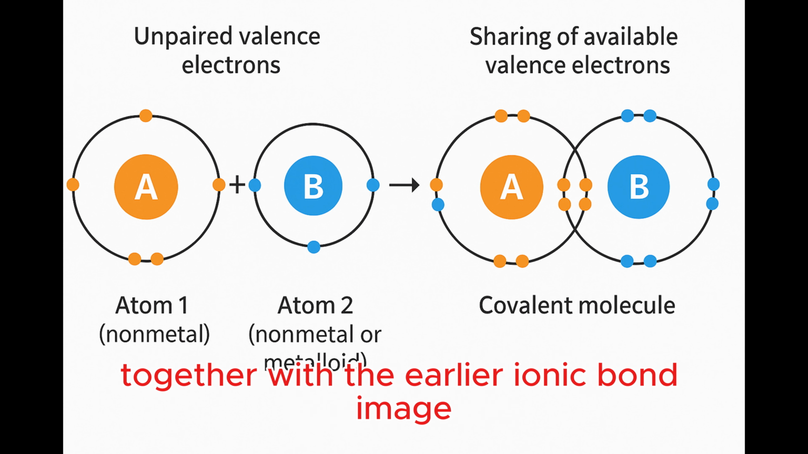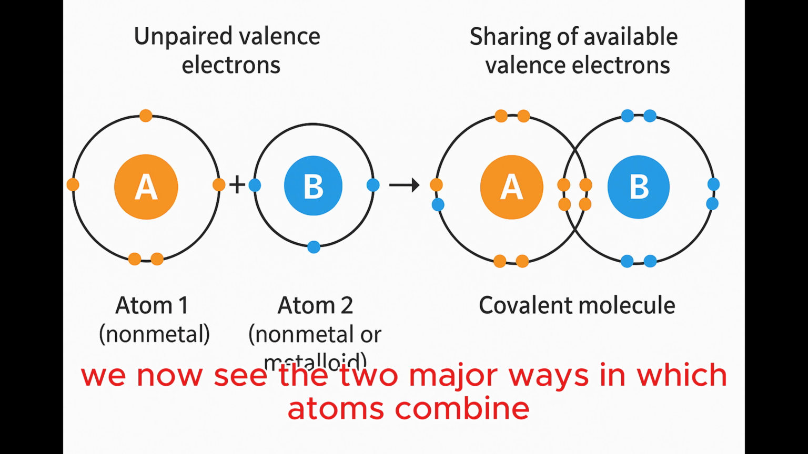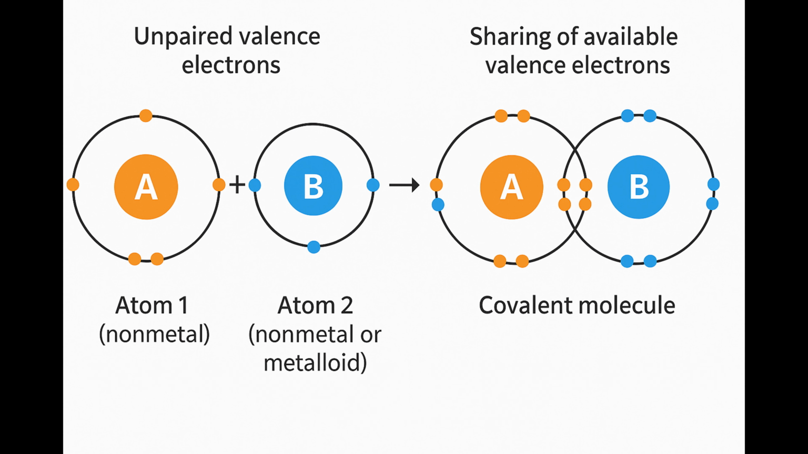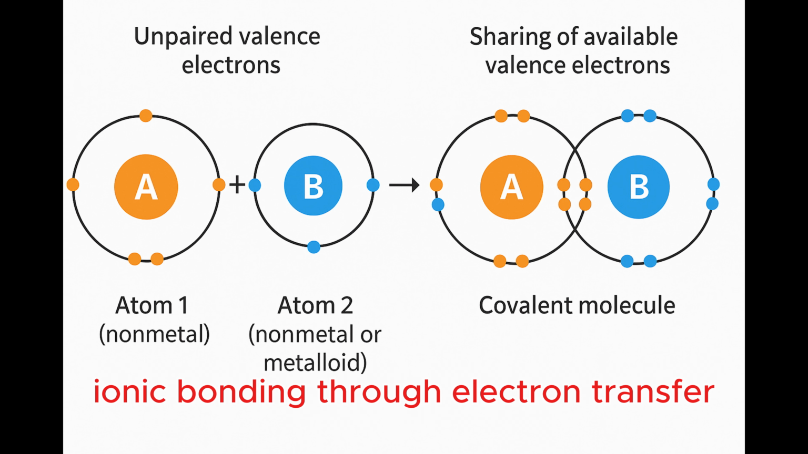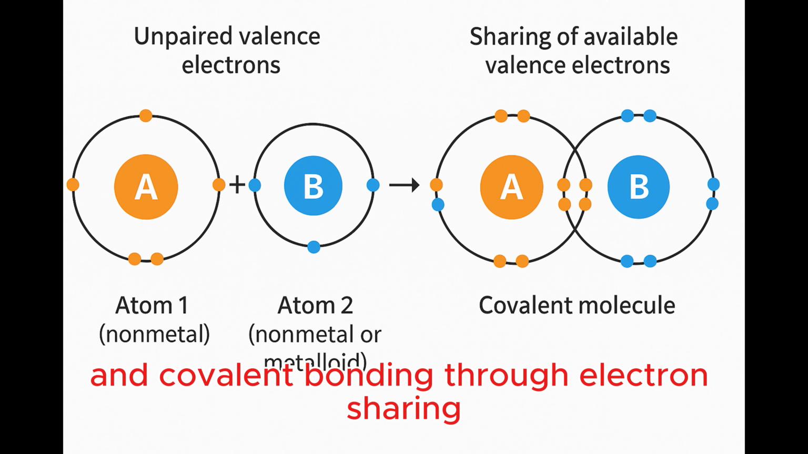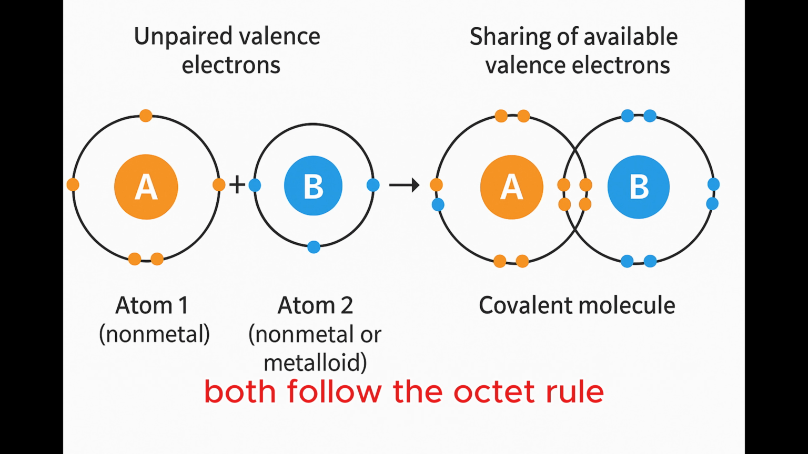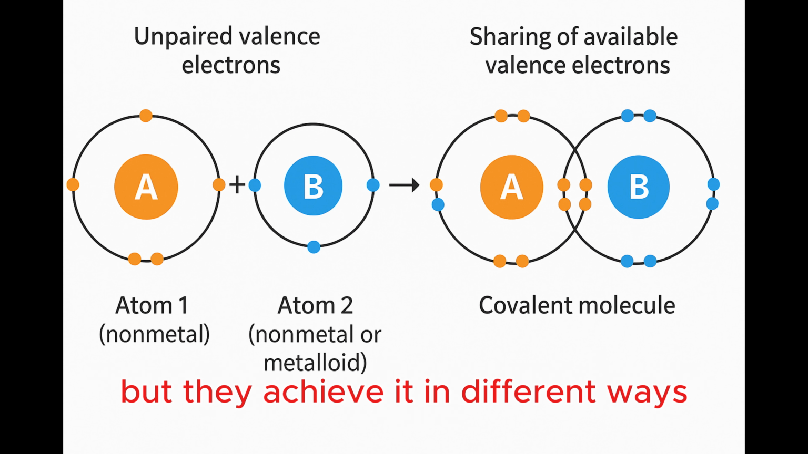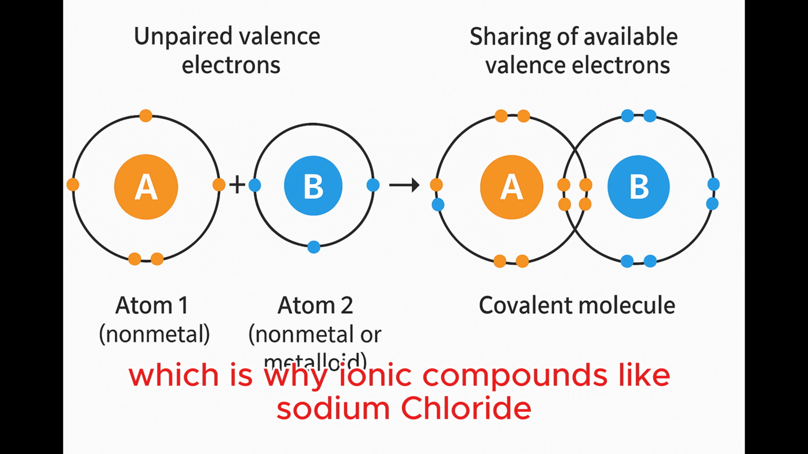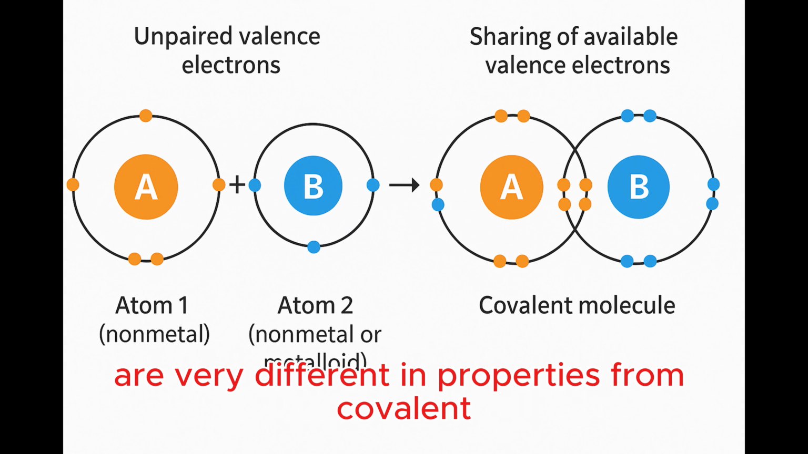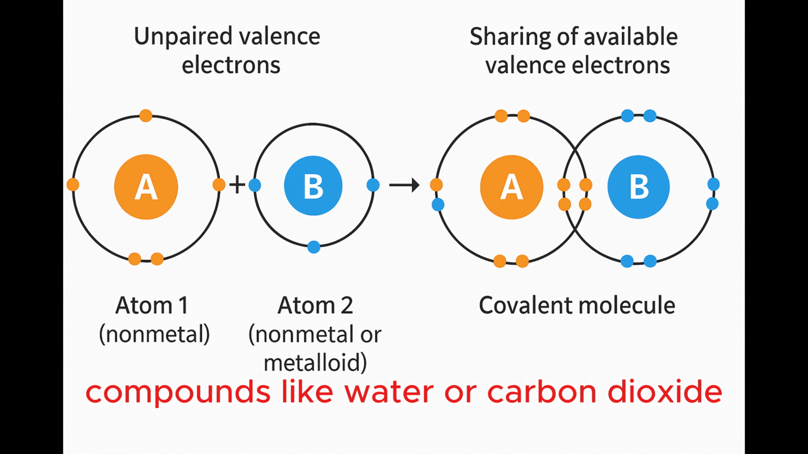Together with the earlier ionic bond image, we now see the two major ways in which atoms combine to form compounds: ionic bonding through electron transfer and covalent bonding through electron sharing. Both follow the octet rule, but they achieve it in different ways, which is why ionic compounds like sodium chloride are very different in properties from covalent compounds like water or carbon dioxide.